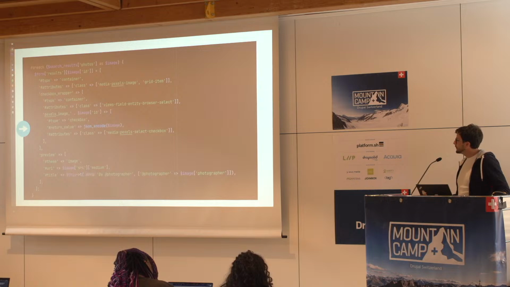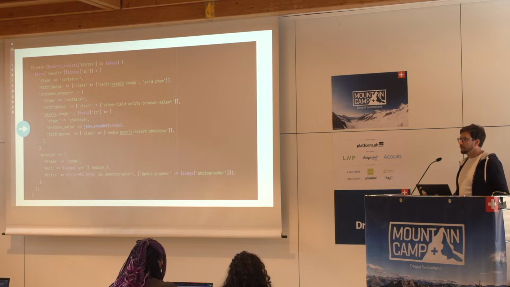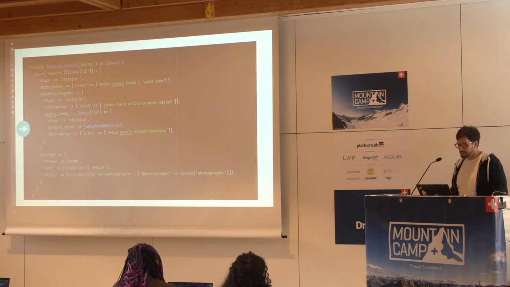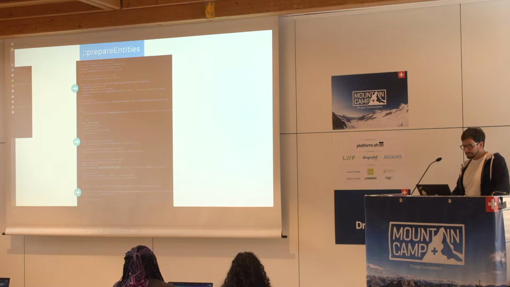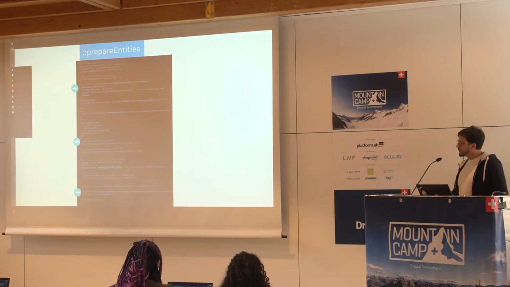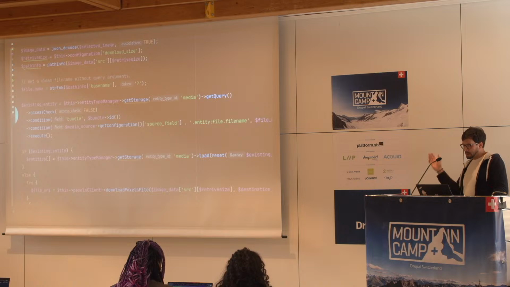We prepare the previews. One thing to note here is that they also have a limit on API calls. So we try to preserve as much data as possible from the initial search. And then in the prepare entities section, again, same as Bynder, we first check if we already have the assets locally. If not, we download the file via their API.